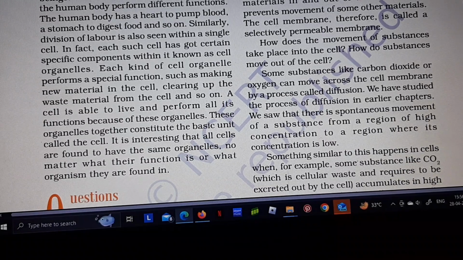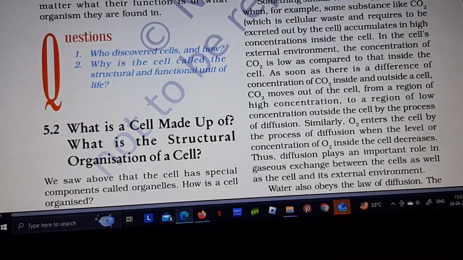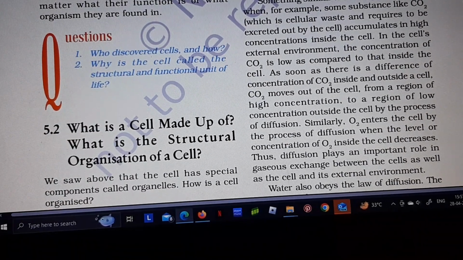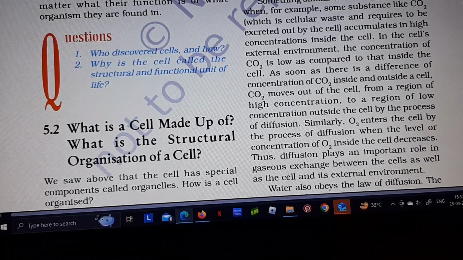Some substances like carbon dioxide or oxygen can move across the cell membrane by a process called diffusion. We have studied the process of diffusion in earlier chapters. We saw that there is spontaneous movement of a substance from a region of high concentration to a region where its concentration is low. Something similar happens in cells when, for example, some substance like carbon dioxide, which is cellular waste and requires to be excreted out by the cell, accumulates in high amount inside the cell. In the cell's external environment, the concentration of carbon dioxide is low as compared to that inside the cell.